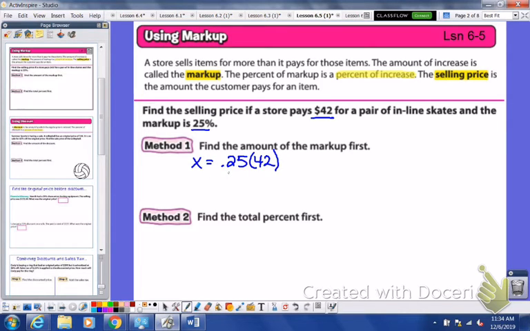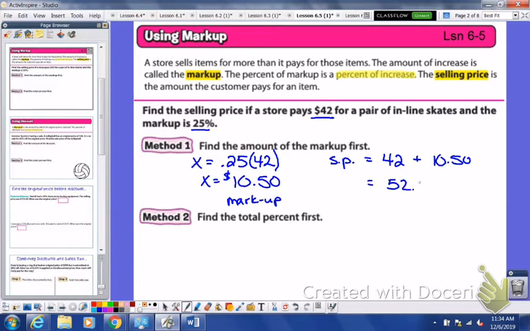So if we do 25 hundredths times 42, we would get $10.50. Talking about money here, so $10.50. This is our markup, so the price that the store is increasing it by. So if they paid $42, the markup is $10.50, then the selling price is $42 plus $10.50, so the selling price would be $52.50. Okay, there's our first method.